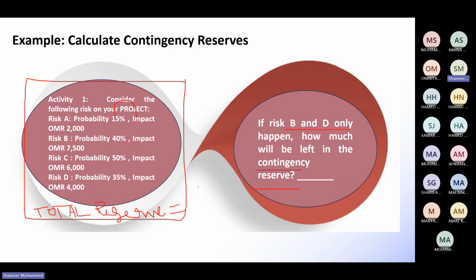Total is how much? Find the total. Then from the total, if risk B is occurring and D is occurring, then minus these two. Then how much will be the value? So total reserve minus B, then minus D. Calculate this and tell me the answer.